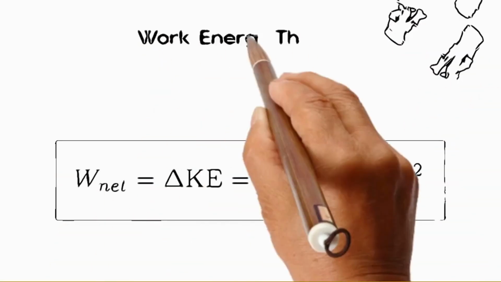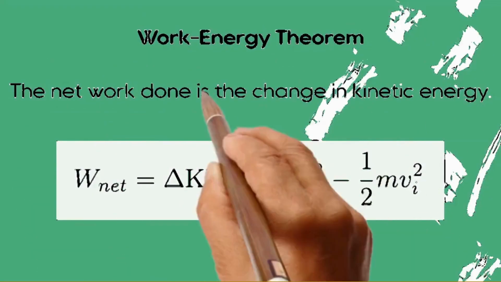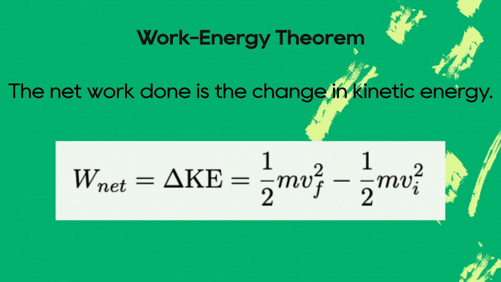Now, the work energy theorem says that the net work done is simply the change in the kinetic energy. And if you want to see a proof of this, check out my book. It's linked in the description below.